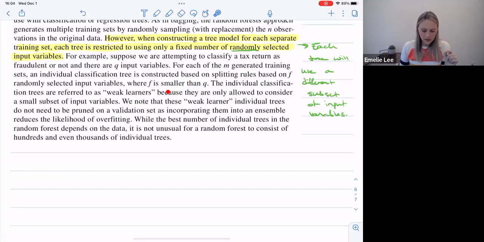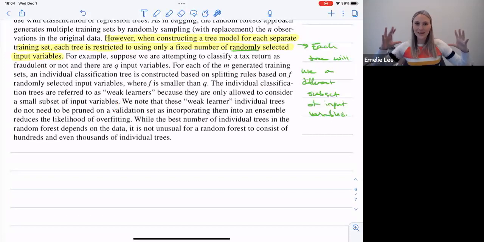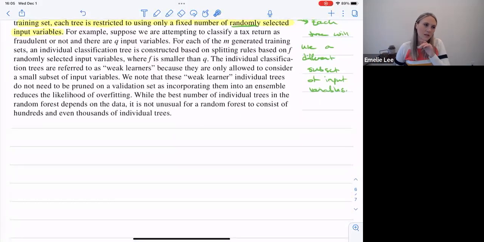Okay. And so the individual classification trees, we call them weak learners because they're only allowed to look at that small subset of variables, right? But then when we combine them all into an ensemble, we're reducing the probability of overfitting because now we're looking at this group all together. So there's no need for pruning, which is nice. We just consider all these trees at the same time and look at the group of them together. Okay. So it's not unusual for random forests to have hundreds or even thousands of individual trees.